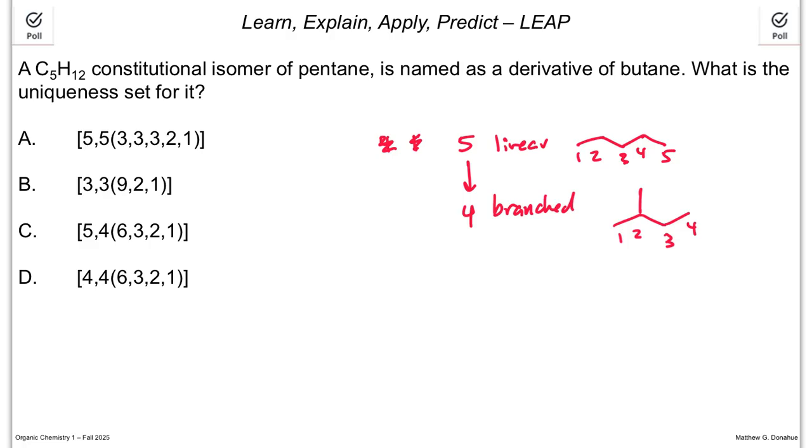I heard a D. Does everyone agree with that? So 4, 4, 6, 3, 2, 1. When you look at the longest chain, it's 4 carbons. Carbon 2, I'm going to say, has local symmetry, because when you're on carbon 2 and you walk out to that methyl or that methyl, you see the same thing. So these methyl groups are the same.